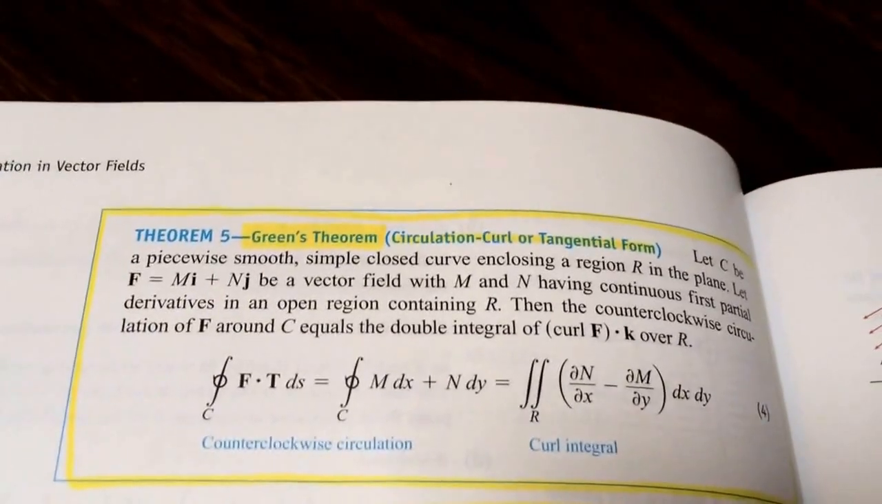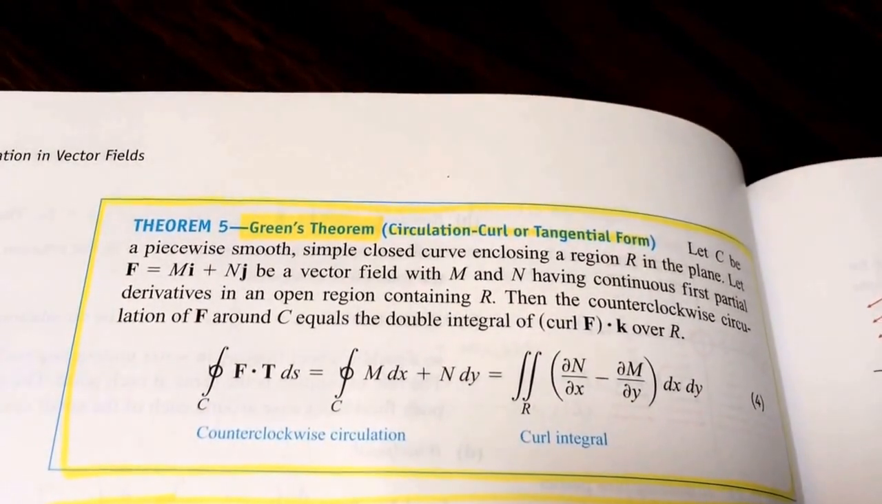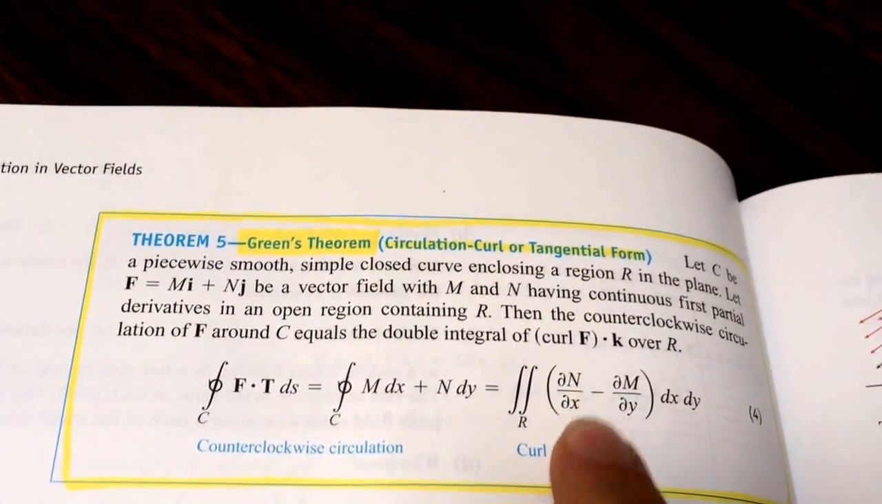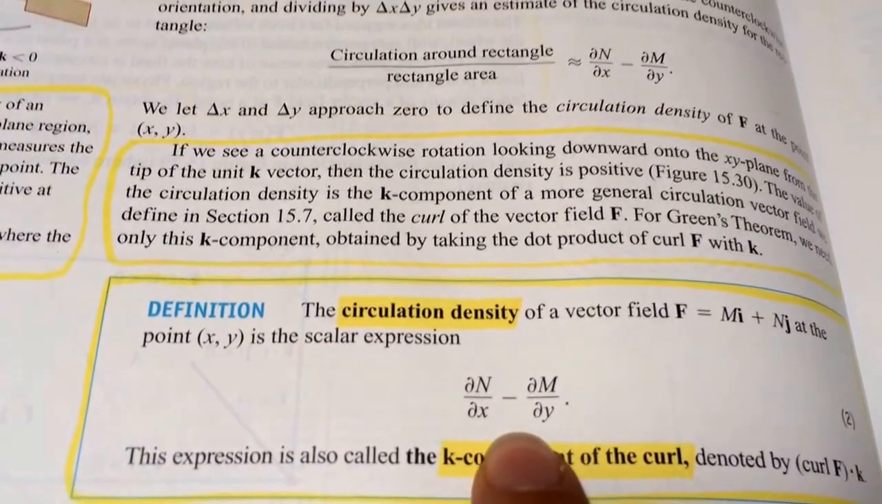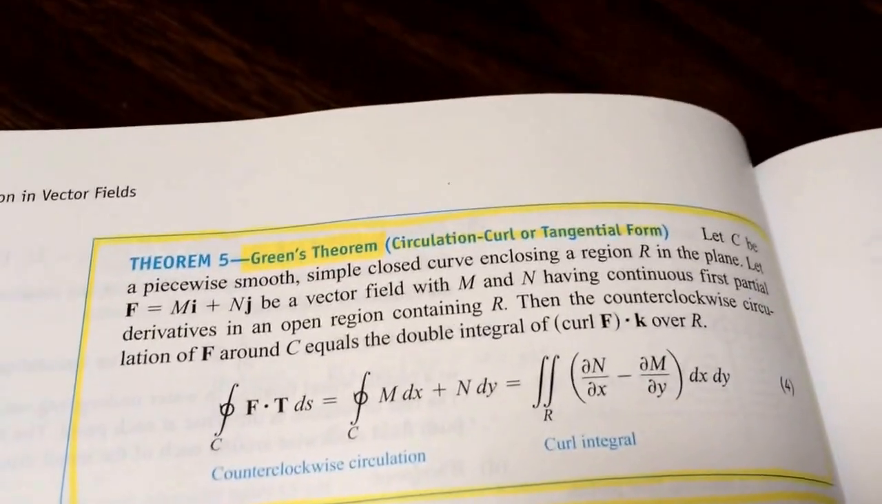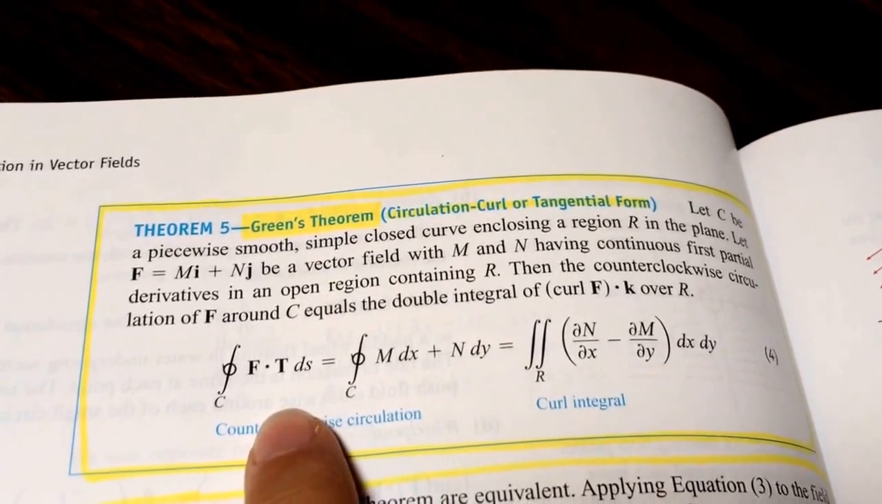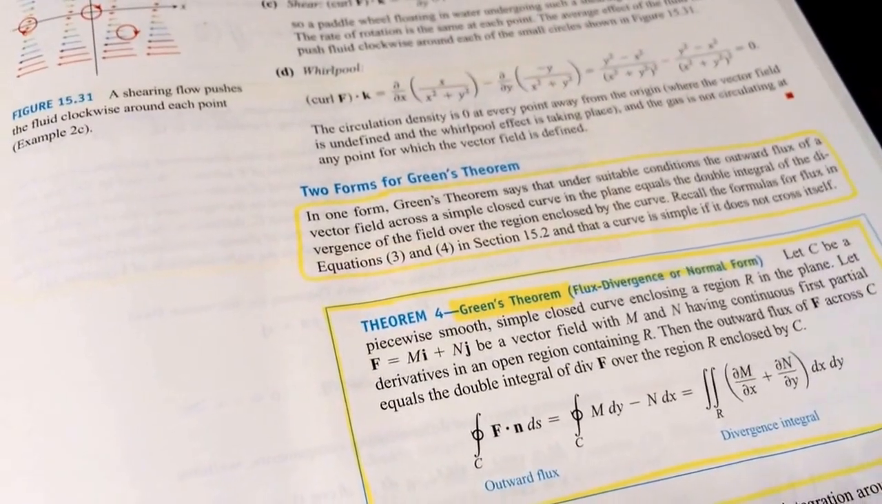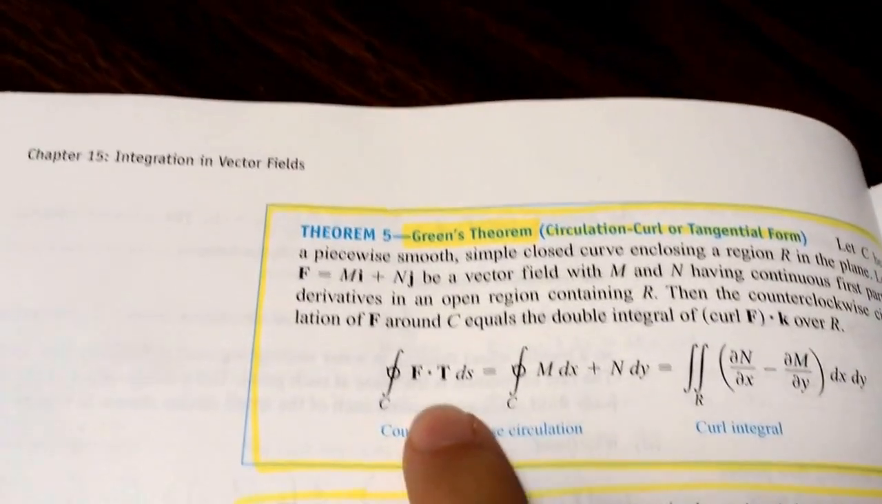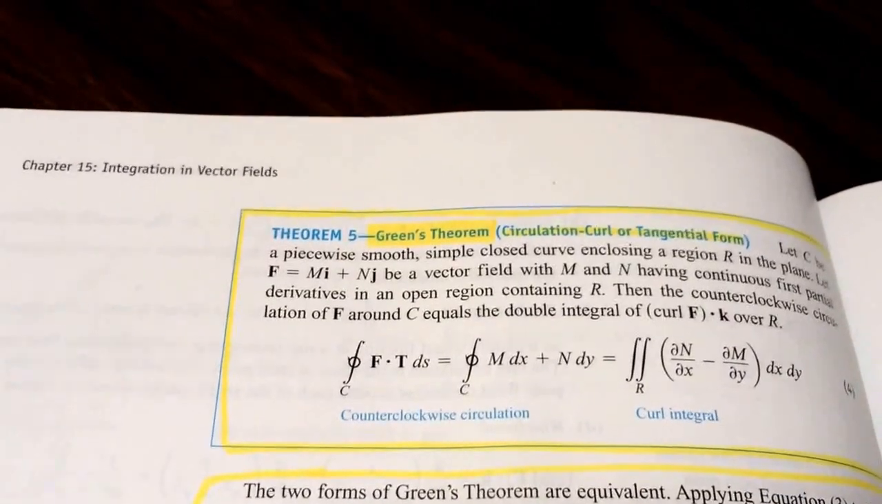All right, in the next formula, this is the tangential form, but the more important part is that it's a circulation curl form. So notice this piece here, that's the same as this piece here. Right? That was the K component of the curl. Now you're integrating it, so this is circulation, and this is the curl integral. So notice on this one, it was flux and the divergence integral, and here it's circulation and the curl integral.